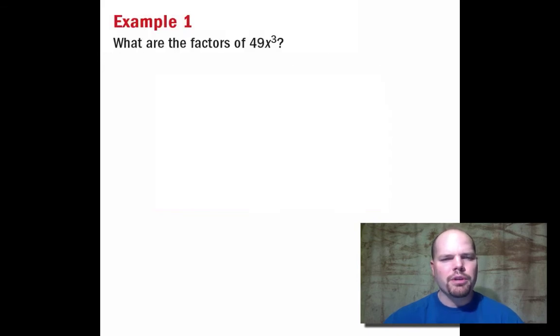Alright, so example 1. What are the factors of 49x cubed? So what goes into 49x cubed besides 1 and itself? Well, 1 does. 7 does, 49 does, x does, x squared does, x cubed, and combinations of all those.